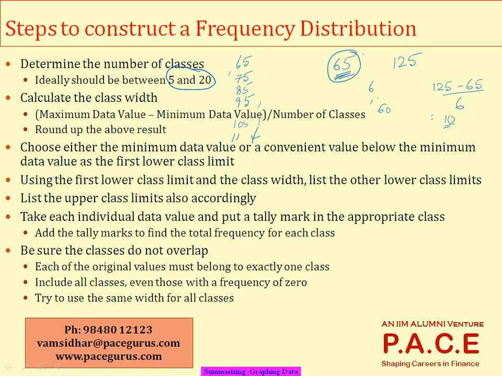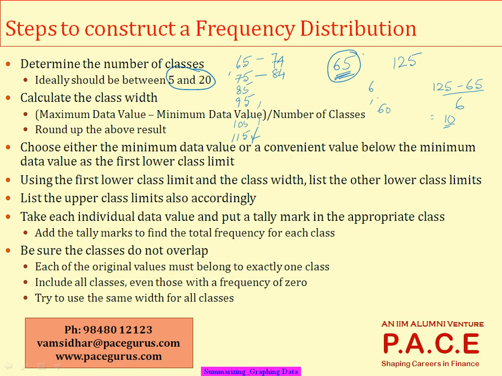105 and 115. These would be the lower limits. And based on that, I can make the upper limits. 65 to 74, 75 to 84, and so on. This will become my classes.